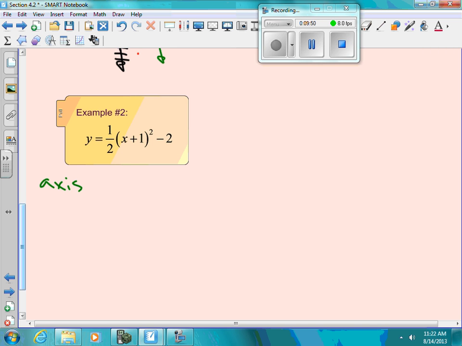So axis of symmetry and the vertex, let's do those two first. We know the axis of symmetry is what? Well, the axis of symmetry is x equals h. What is our h value from this equation?